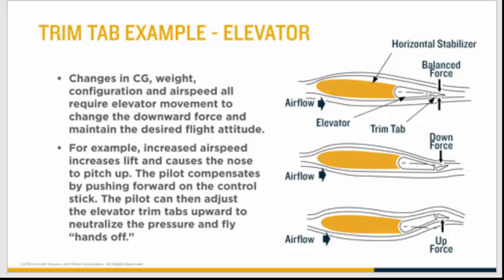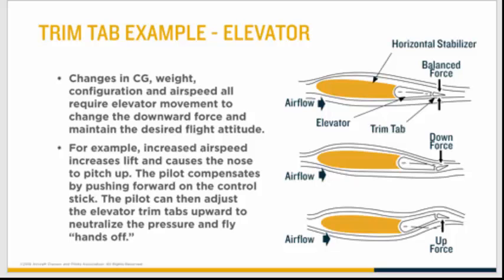Look at the following example here. When a pilot increases airspeed, lift also increases. This tends to pitch the nose of the airplane upward. So in order to return to the desired flight attitude, the pilot needs to exert forward pressure on the yoke to bring the nose back down.